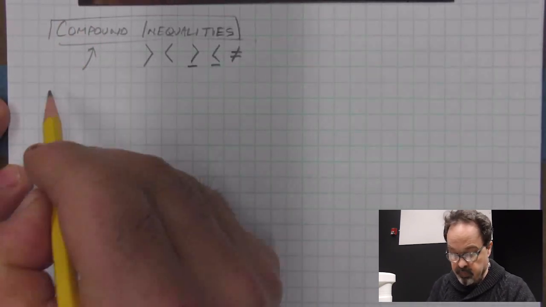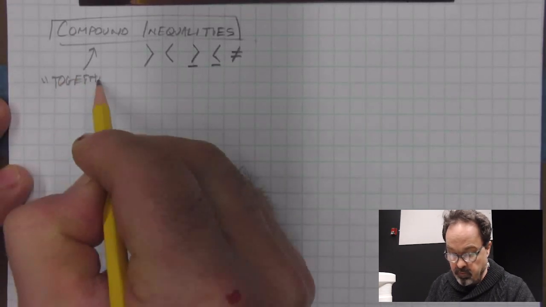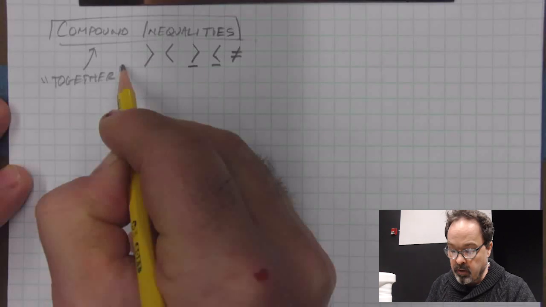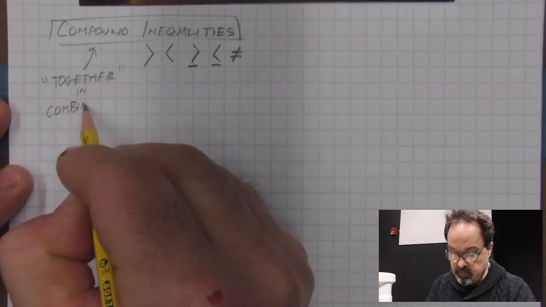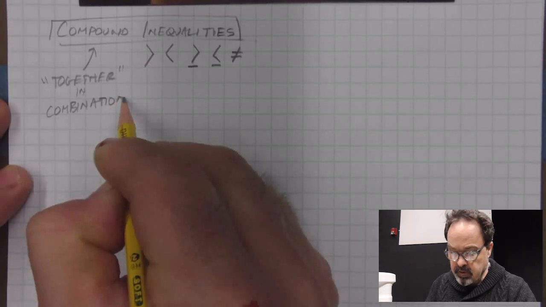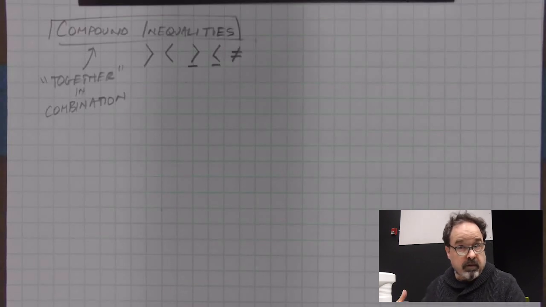Compound very generally means together or in combination. So what we're going to talk about today is a compound inequality, bringing two inequalities together.